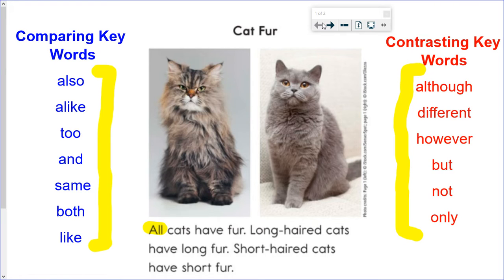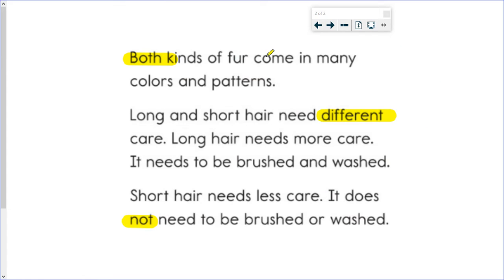All cats have fur. So that's a similarity. So long-haired cats and short-haired cats have fur. That would go in the middle of the Venn diagram, right? Another similarity is that both kinds of fur can come in many colors and patterns. See how I highlighted both here? So many colors and patterns is another similarity. There are some differences, though, between long-haired and short-haired cats. I highlighted different here. That's a contrasting signal word. So care, the way that you care for their fur is different.